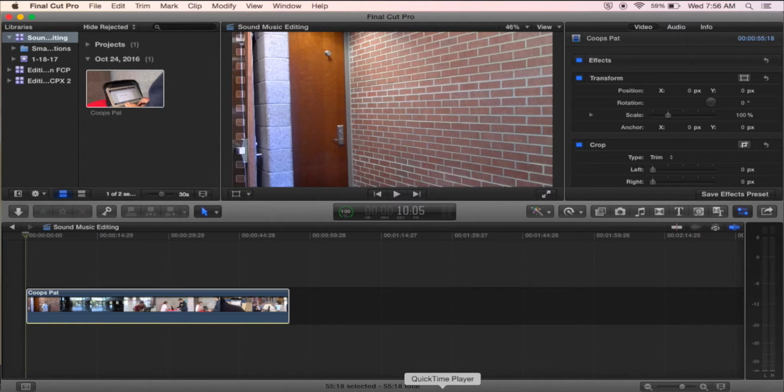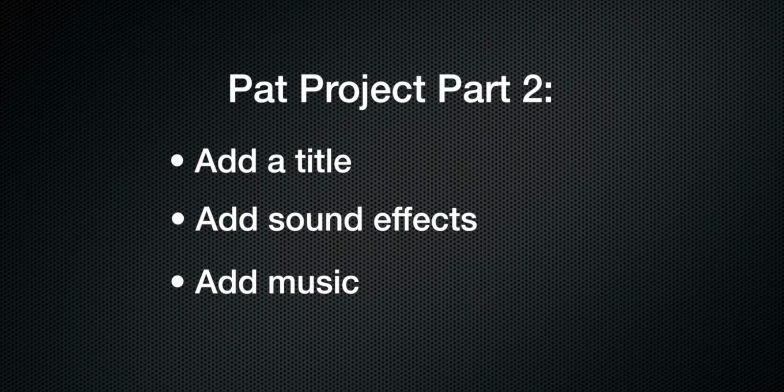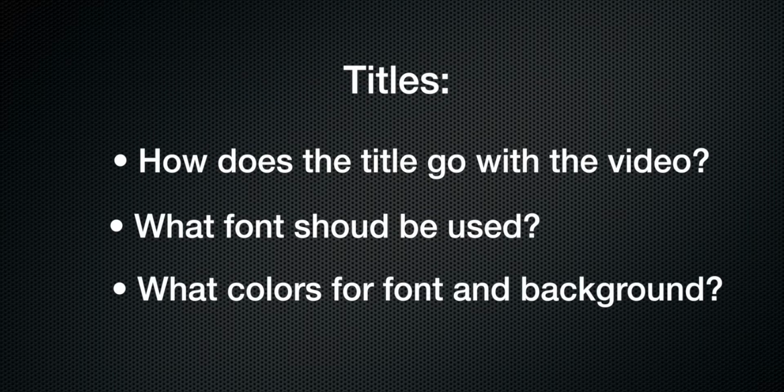In the second part to the Pat project, you're going to add a title and music and sound effects to the video. So let's start with the title. When you're thinking about titles and things like that, there's a couple things you have to think about. How does this title reflect the video? What type of font should I use? What type of colors should I use for my font and my background?